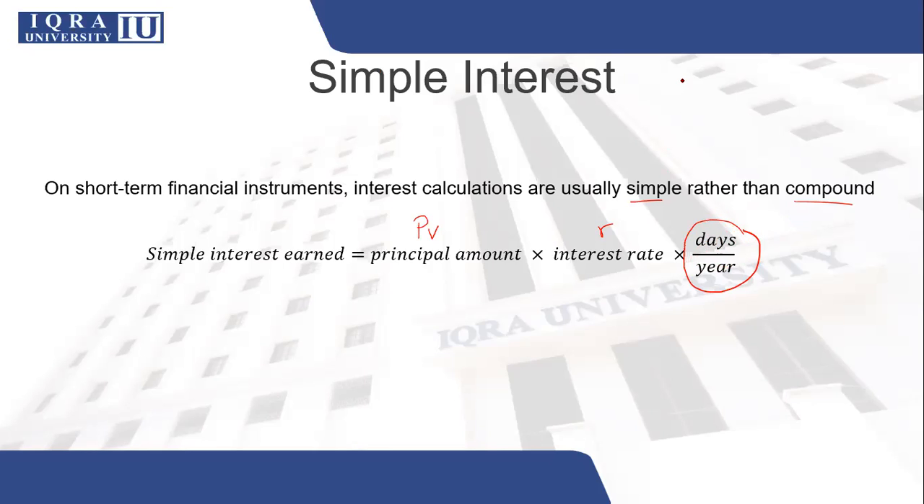The instrument is not going to be kept for 1 year. Maybe it's being kept for only 92 days. Then the interest needs to be calculated for these 92 days instead of the whole year. So you need to take the fraction here to get the correct interest amount.